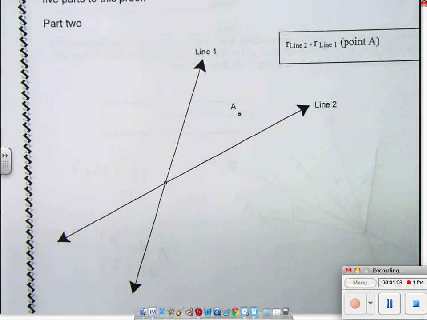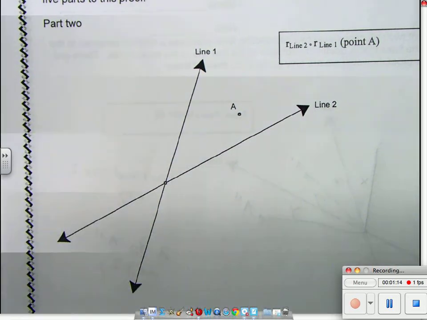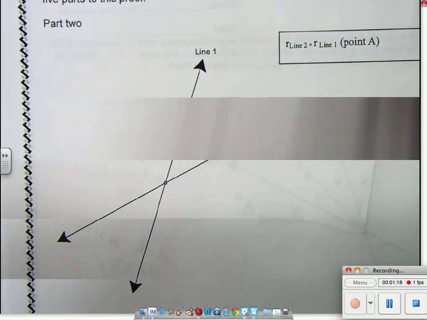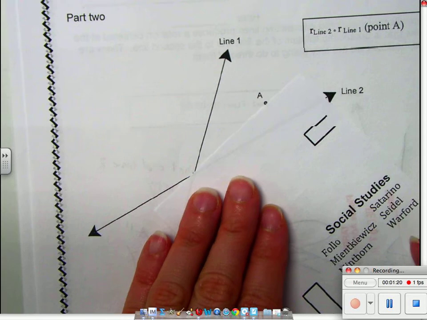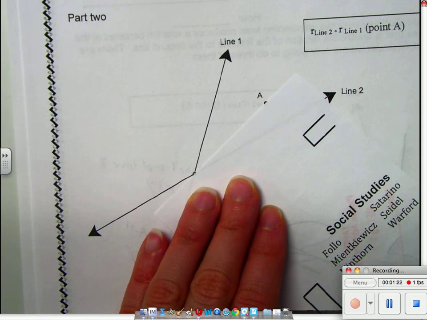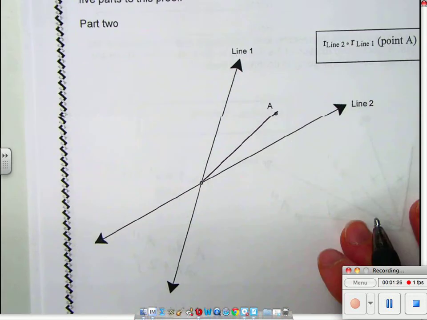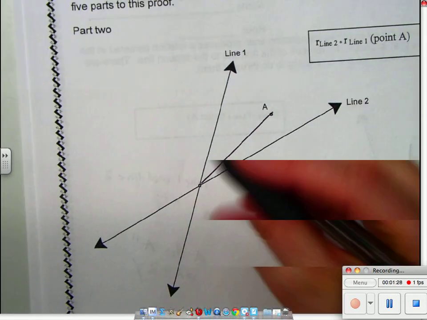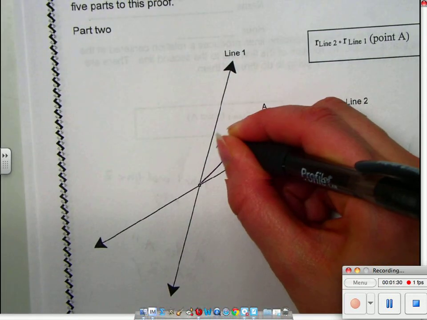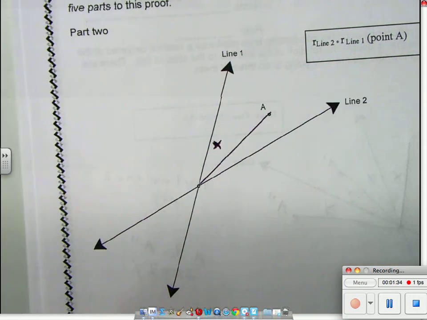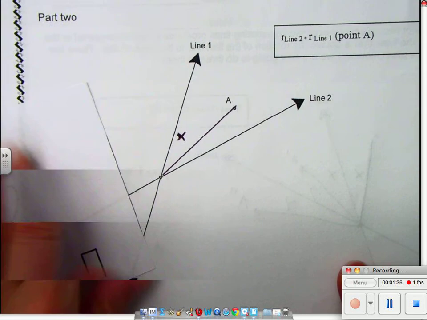Okay, so let's talk about this. Who can tell me what the very first step you always do is? Yeah, good. Draw a line from A to the point of intersection. Okay, now I'm going to reflect it over line 1 first. So I'm going to make the angle between A and line 1 x. It doesn't matter what letter you do. It just matters that you write something in there.